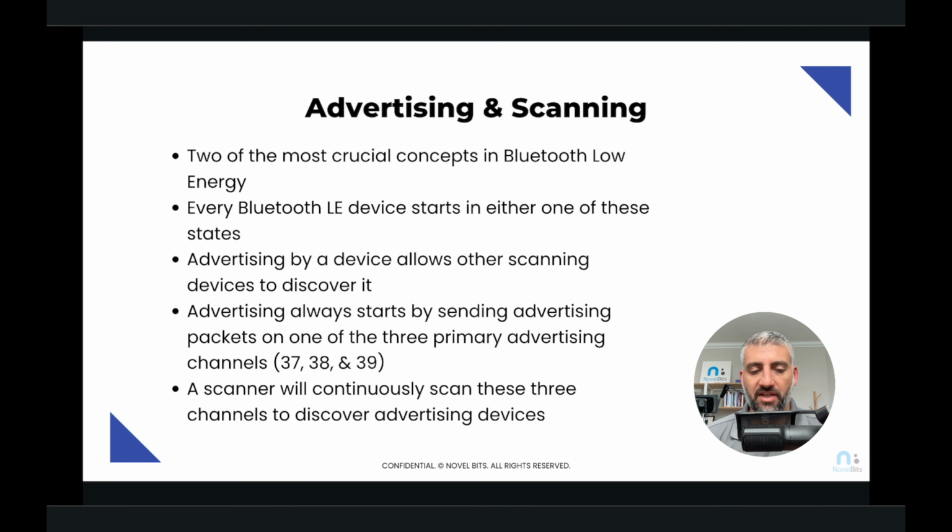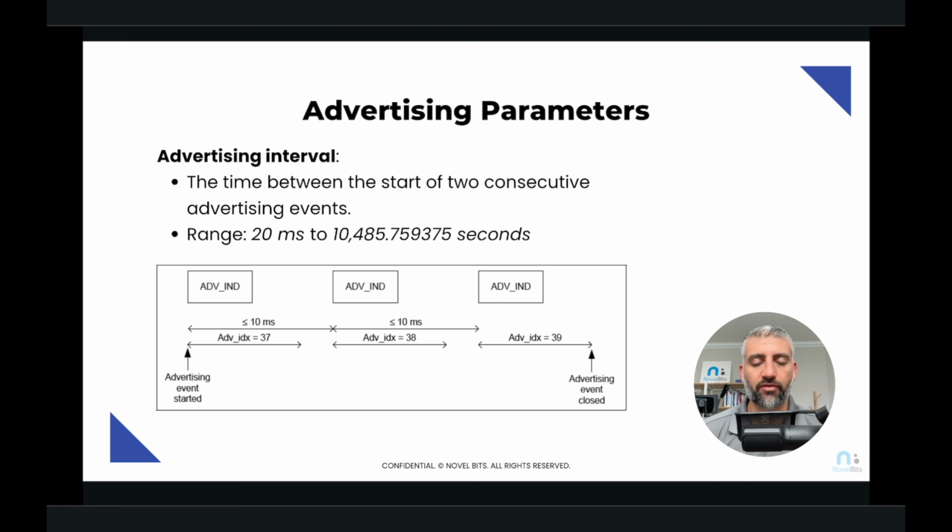Now that means that a scanner will have to continuously scan these 3 specific channels in order to discover the advertising devices. So that's how a scanner will be able to discover that device.